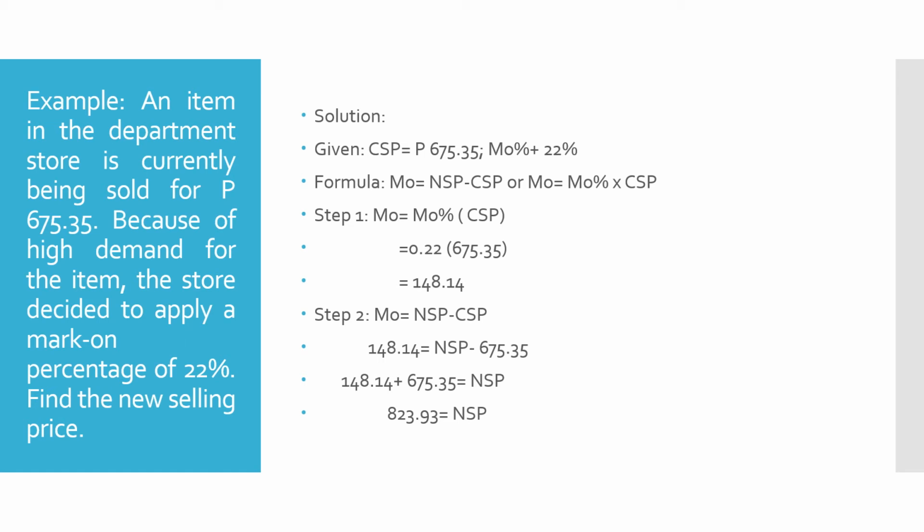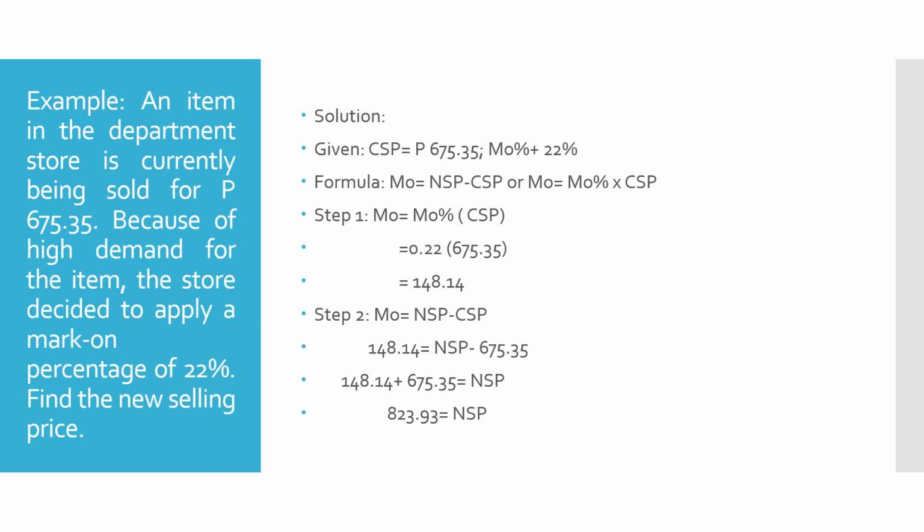Now, proceed to step number 2. Okay, mark-on amount is equivalent to new selling price minus current selling price. Again, the mark-on amount 148.14 is equal to the new selling price minus current selling price of 675.35.